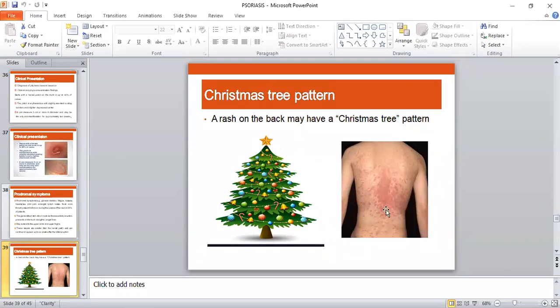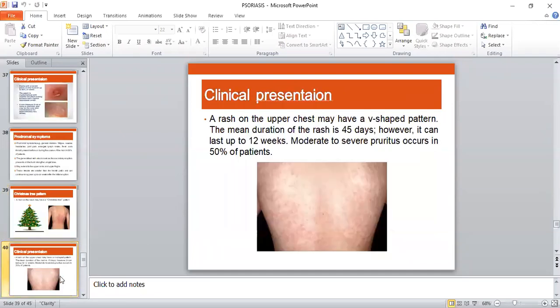Even acneiform eruption can look like this, and many other diseases can also present like this. But I told you this Christmas tree pattern is very important. We may remember this disease with this picture. So in the clinical presentation, a rash on the upper chest may have a V-shaped pattern. The mean duration of the rash is 45 days. However, it can last up to 12 weeks. Moderate to severe pruritus occurs in 50% of the cases.